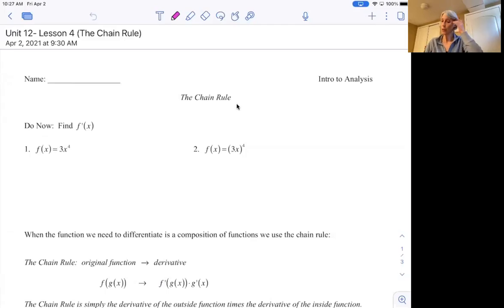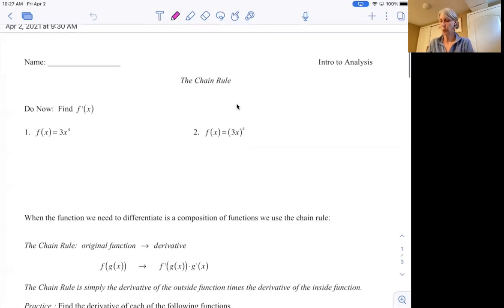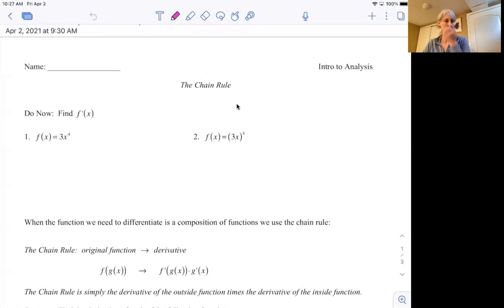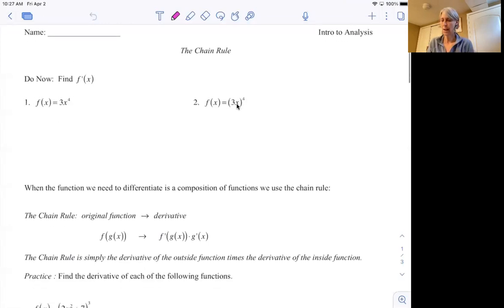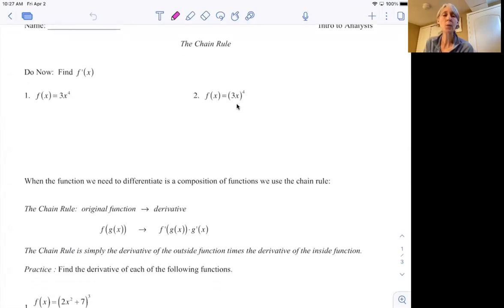Hey everyone, today we're on Unit 12, Lesson 4, and we're going to be talking about when to use the chain rule. In our do now, we want to find f prime of x. If f of x equals 3x to the fourth, this is simple: f prime of x is going to equal 4 times 3, 12x cubed.